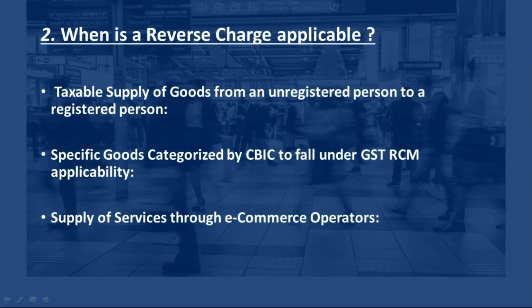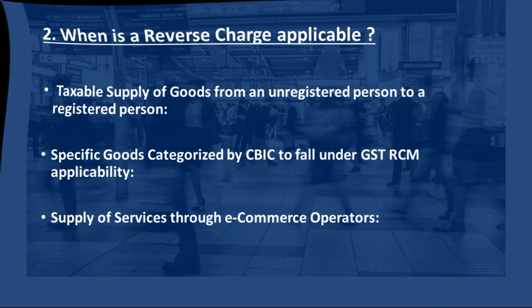Number 2, when is a reverse charge applicable? This comes under 3 categories. Taxable supply of goods from an unregistered person to a registered person. Specific goods categorized by CBIC to fall under GST RCM applicability. Supply of services through e-commerce operations.